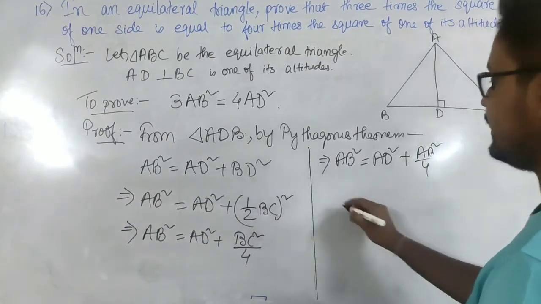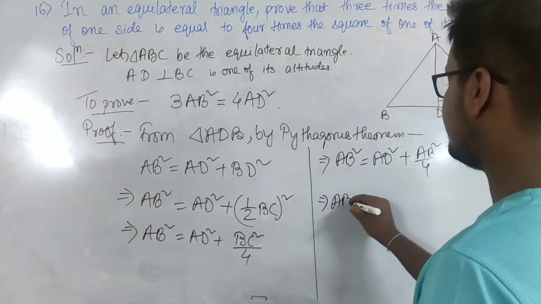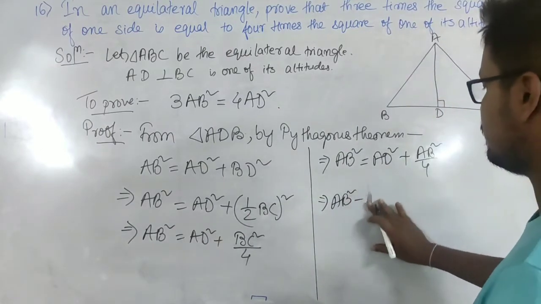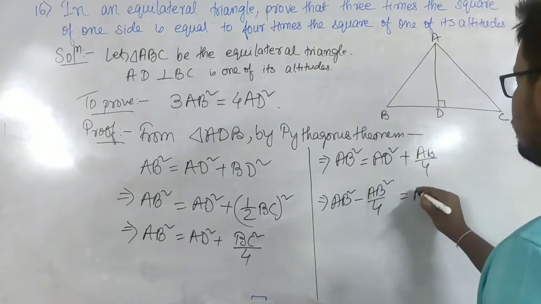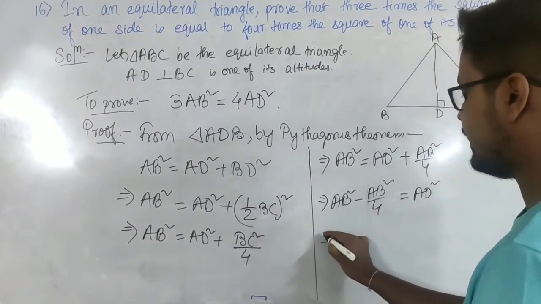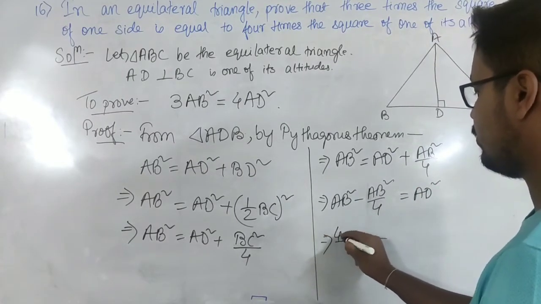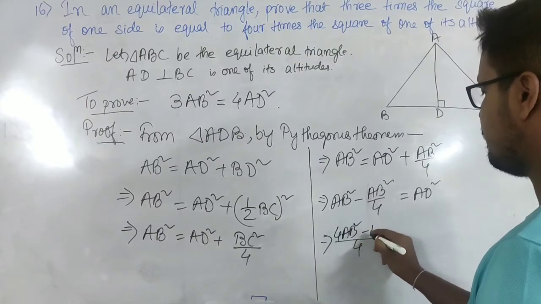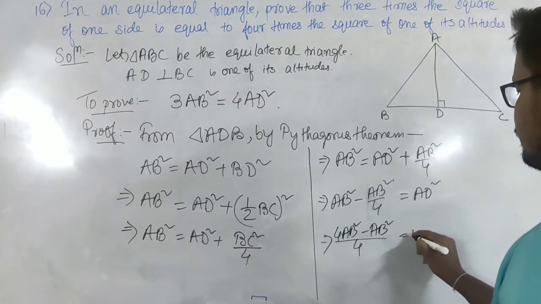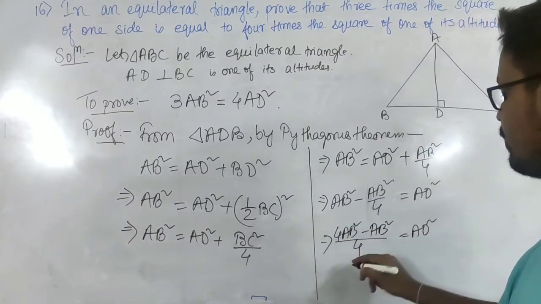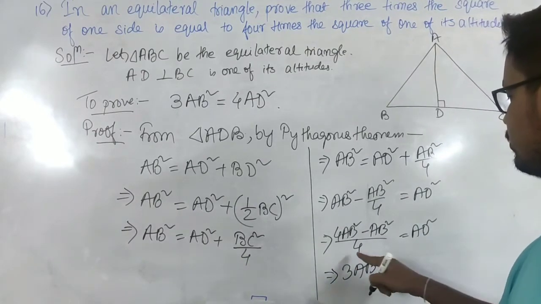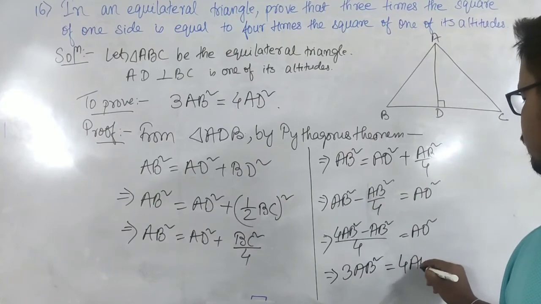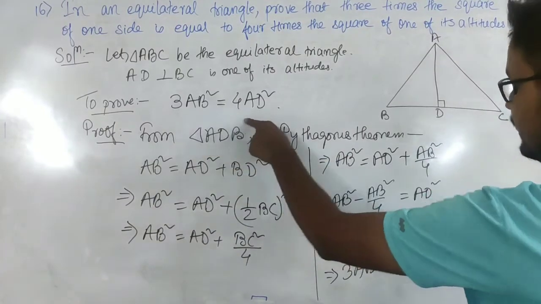Now let us do a side change. We will get AB squared minus AB squared by 4 is equal to AD squared. Let us take the LCM, 4. We have 4AB squared minus AB squared by 4 is equal to AD squared. 4 minus 1 is equal to 3AB squared. Side change of this 4 is going to give us 4AD squared, and that is the required proof.